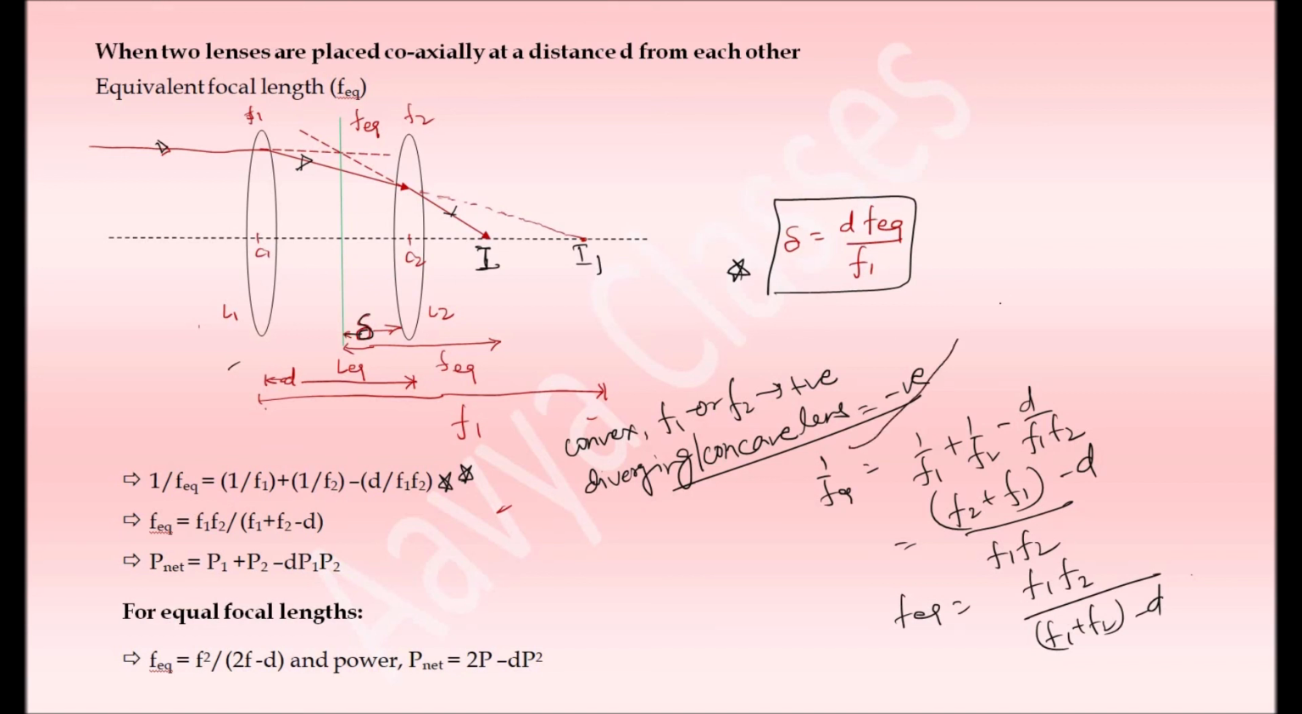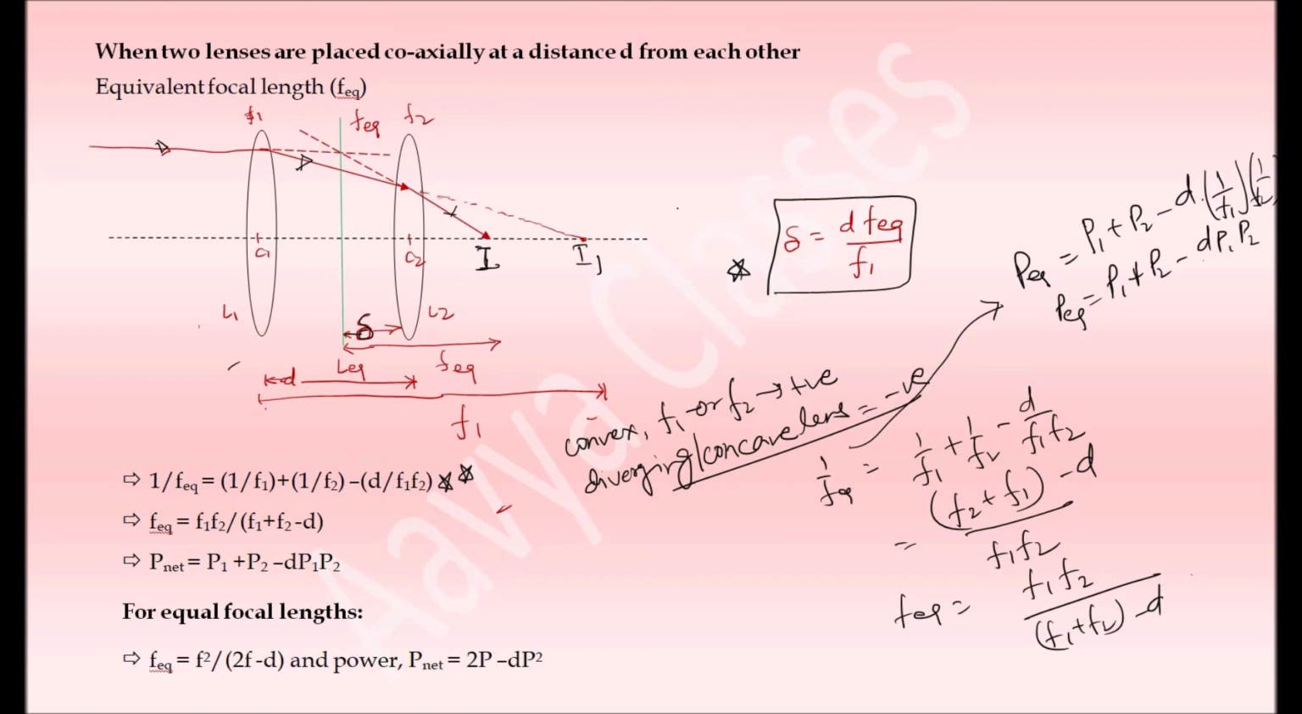Now as we know that the focal length is inversely proportional to power, so P equivalent or P net is equal to P1 plus P2 minus d divided by 1 by f1 into 1 by f2. So clearly this is P1 plus P2 minus d P1 P2. So this is the value of equivalent power, that is P1 plus P2 minus d P1 P2.